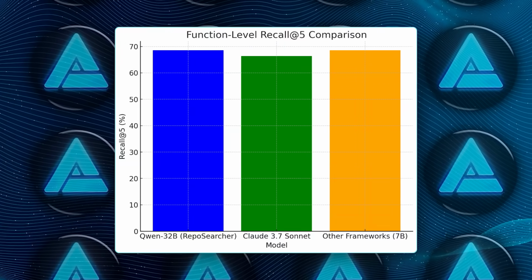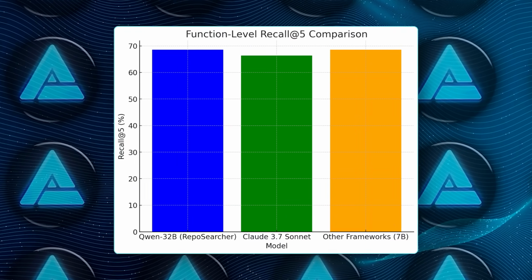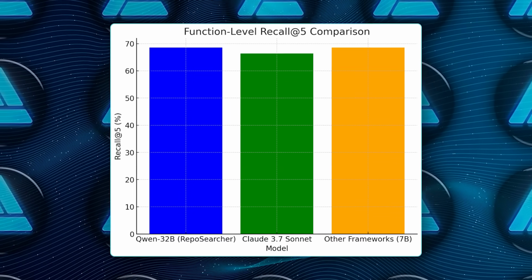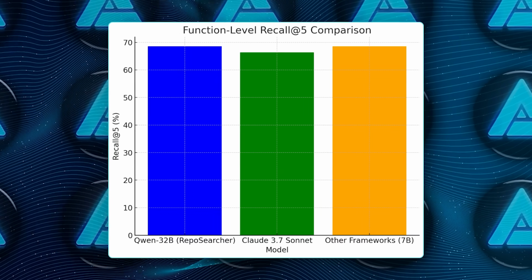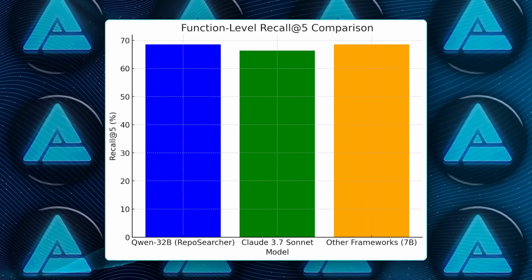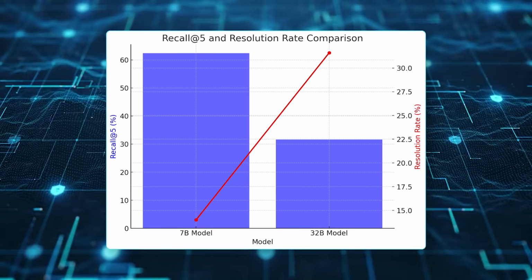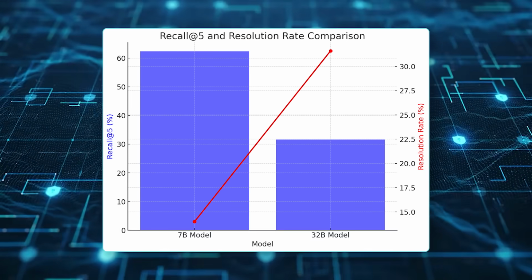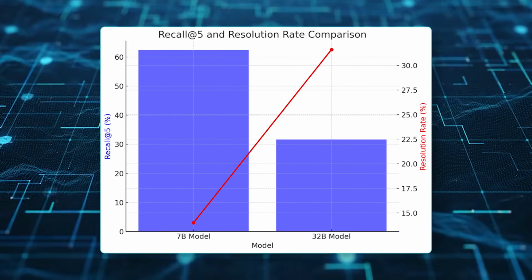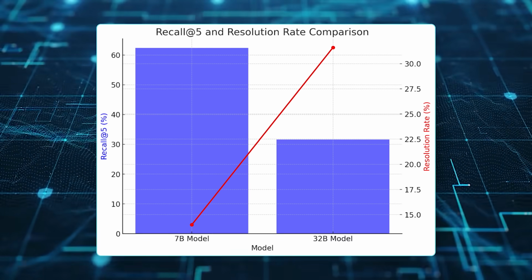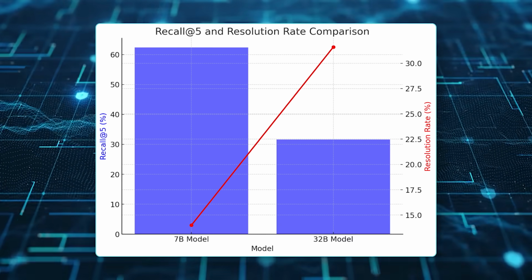The results speak for themselves. On the Qwen 32 billion model, Repo Searcher with ToolTrain hit a function level recall at 5 of 68.55, beating Claude 3.7 Sonnet's 66.38. Even the 7 billion parameter version topped other frameworks that were using 32 billion parameter models. The 7 billion model pulled a recall at 5 of 62.38 and a resolution rate of 14%, while the 32 billion model reached 31.60 on resolution rate. That's not just faster, it's more accurate, and it makes smaller models far more capable in high-stakes debugging.